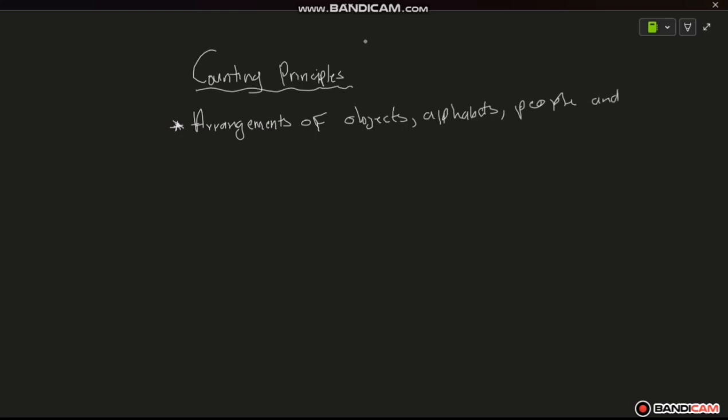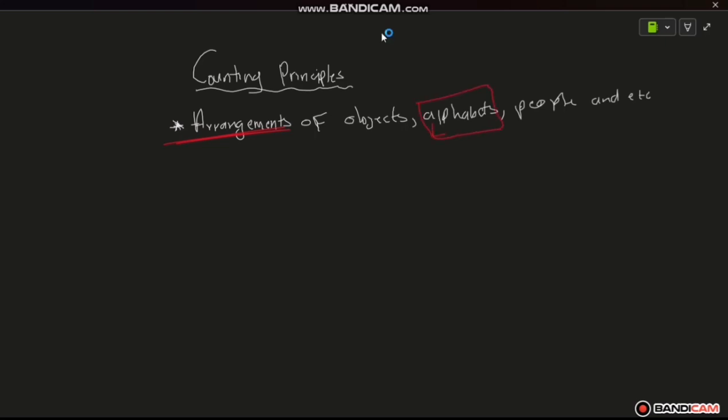So when we talk about counting principles, we're talking about arranging objects, alphabets, consonants, vowels, or whatever it is that they want us to arrange. So what happens is that when they want you to arrange things, they will say repetition is allowed or repetition is not allowed.